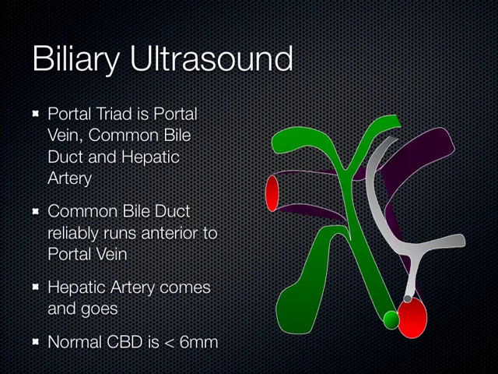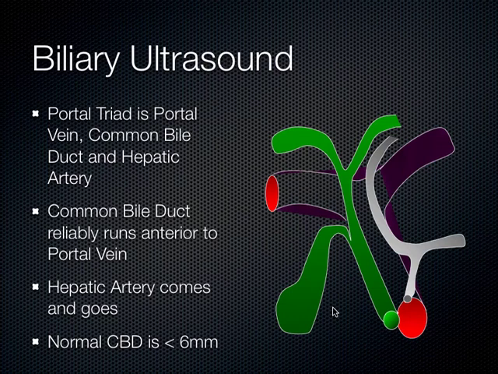Now once you master the gallbladder, you can move on to the biliary tree, and you've got the portal triad, which I know you guys have been studying this week. The portal triad, as you recall, is the portal vein, right here, the common bile duct, and the hepatic artery. As I've tried to draw this, you'll notice that the portal vein and the common bile duct run really parallel to one another, whereas the hepatic artery kind of meanders along and comes and goes. But I can tell you that the common bile duct is very reliably anterior to the portal vein, and it should be less than 6 millimeters along its length.